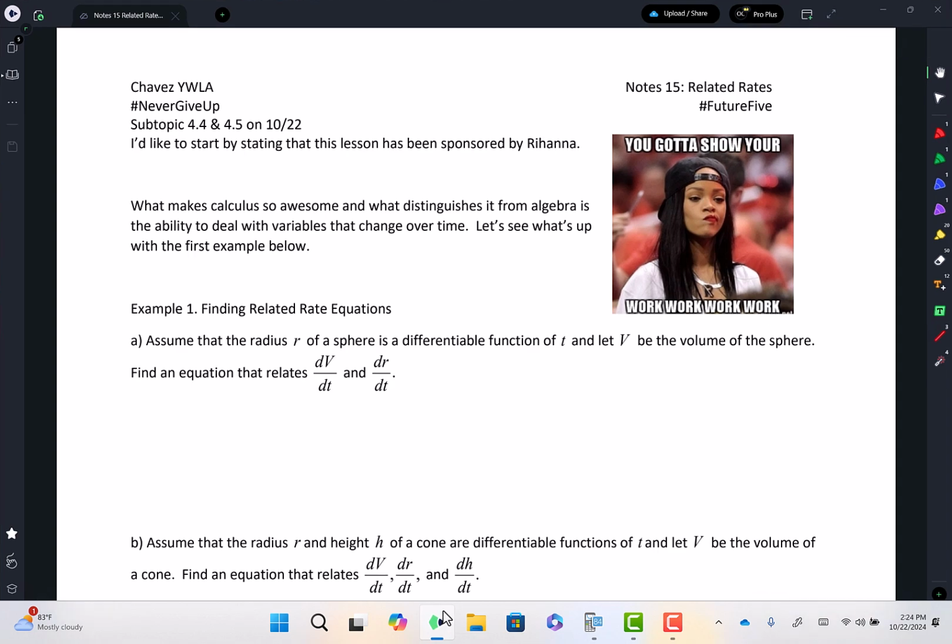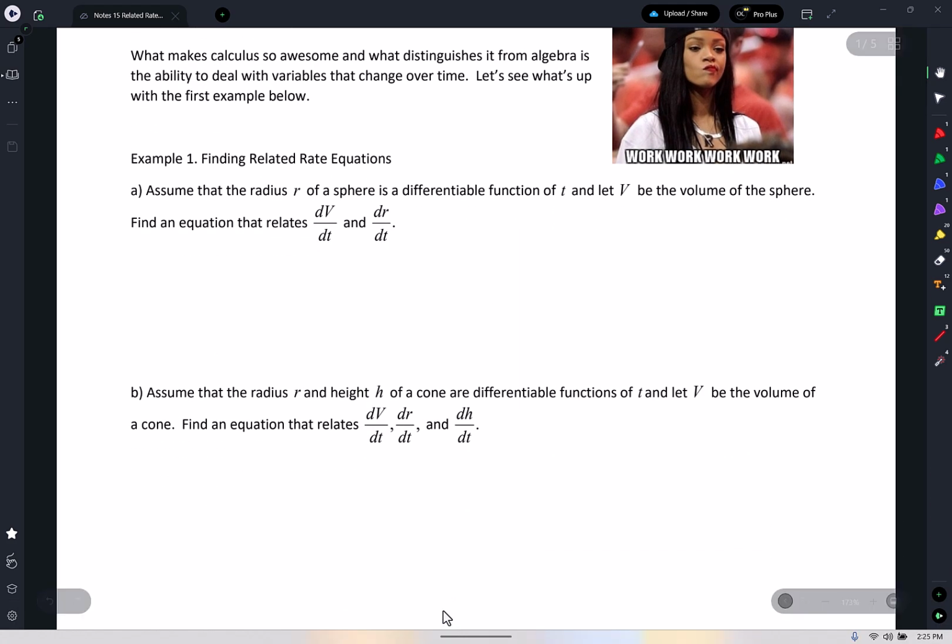Related rates. So we're going to jump right into it, guys. Related rates is just like implicit. The only difference is we're not taking a derivative with respect to x. We're taking a derivative for the most part with respect to t, time, because now we're working with real life questions, with real life scenarios. So check it out. Example one.